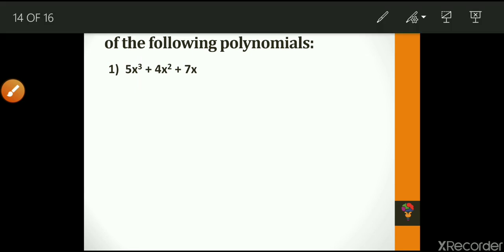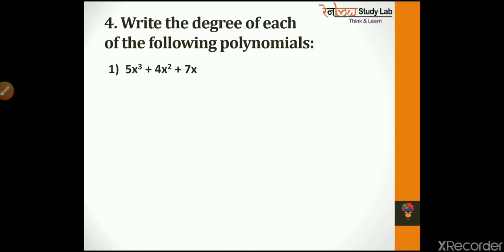Moving to the fourth question, write the degree of the following polynomials. We need to write the degree. So here you can see in question 1, 5x raised to 3 plus 4x square plus 7x. What is the highest power of your variable x? It's 3. The highest power is 3. So your answer will be 3. In 4 minus y square, highest power is 2. So answer will be 2.